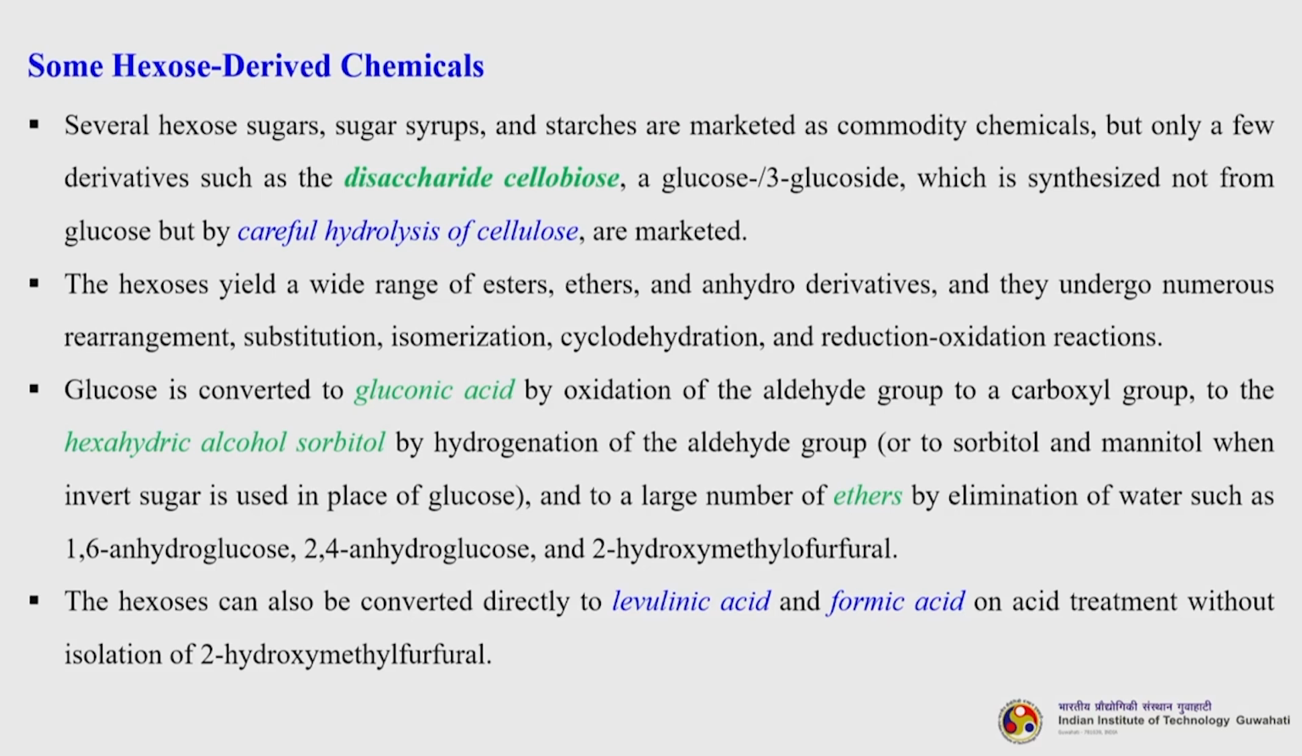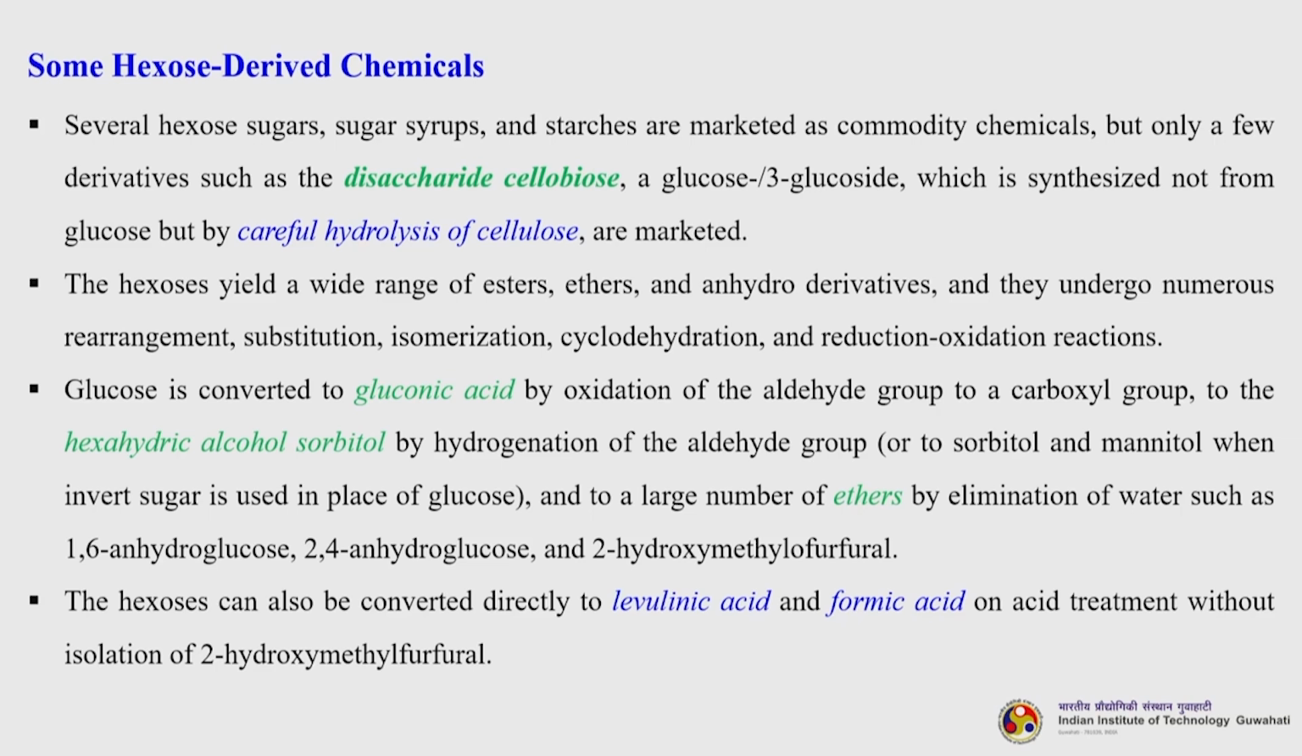derived from the hexose basically. Several hexose sugars, sugar syrups and starches are marketed as commodity chemicals, but only a few derivatives are marketed, such as the disaccharide cellobiose, a glucose 3 glucoside, which is synthesized not from glucose, but by careful hydrolysis of cellulose. The hexoses yield a wide range of esters, ethers, anhydro derivatives, and they undergo numerous rearrangements, substitution, isomerization, cyclodehydration and reduction oxidation reactions to further produce value added chemicals.